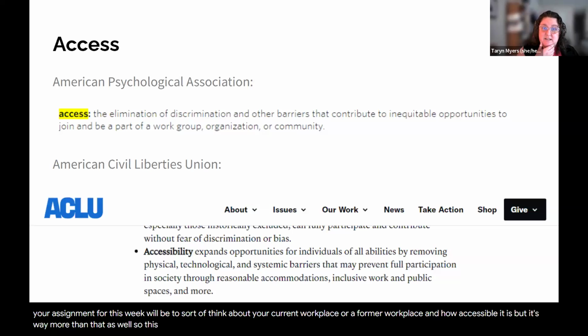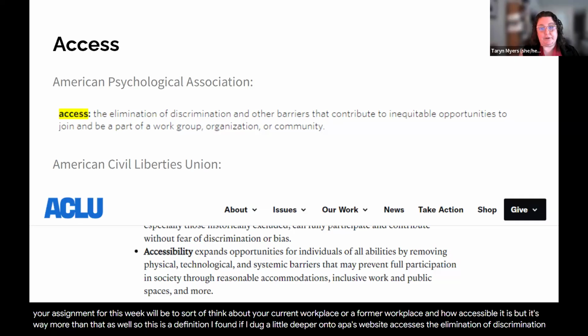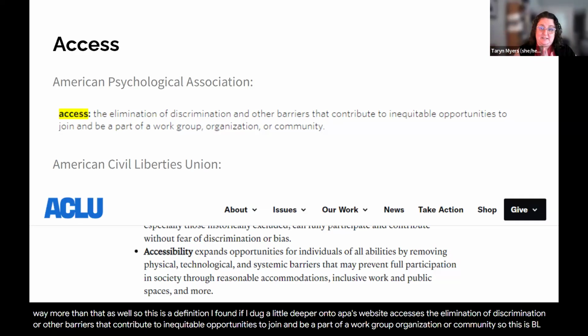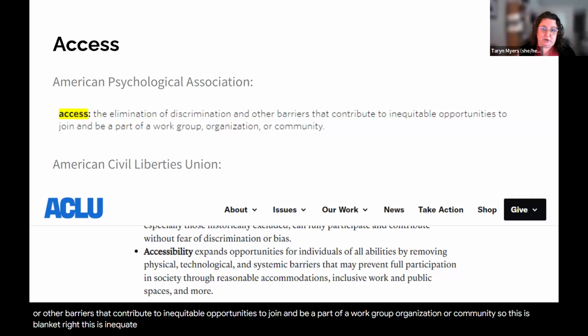So this is a definition I found if I dug a little deeper onto APA's website. Access is the elimination of discrimination or other barriers that contribute to inequitable opportunities to join and be a part of a work group, organization, or community. So this is blanket, right? This is inequitable opportunities regardless of if it's because of a physical disability or because of some other form of discrimination.